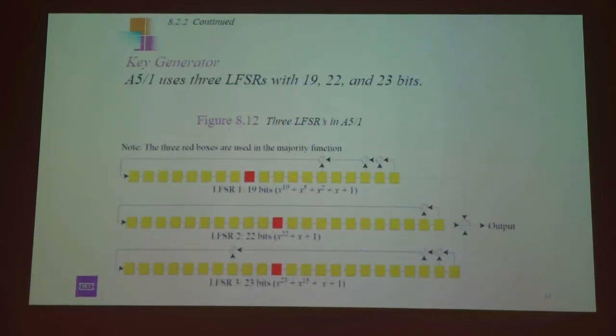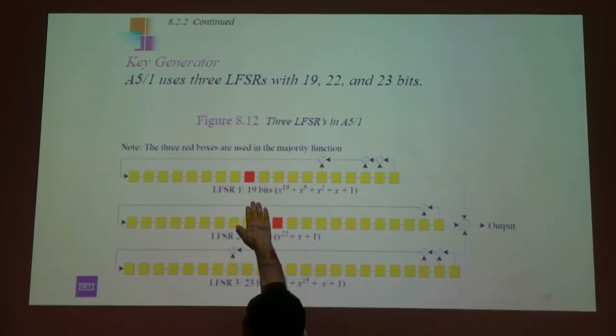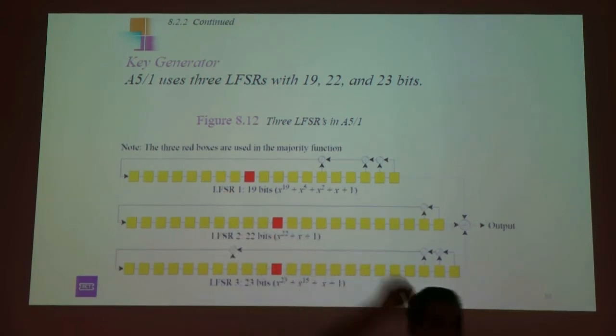So what you can see in here are linear feedback shift registers, LFSR. Remember we studied that in chapter 5? How you create them from a polynomial. So basically, what is the size of the key? 64, right?